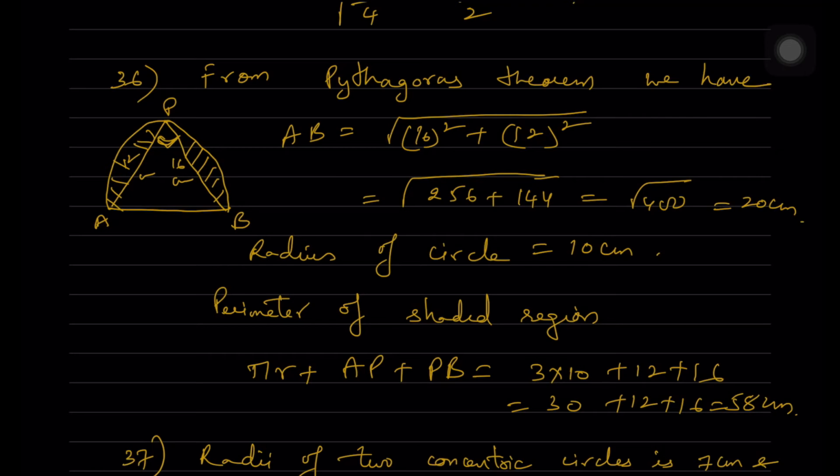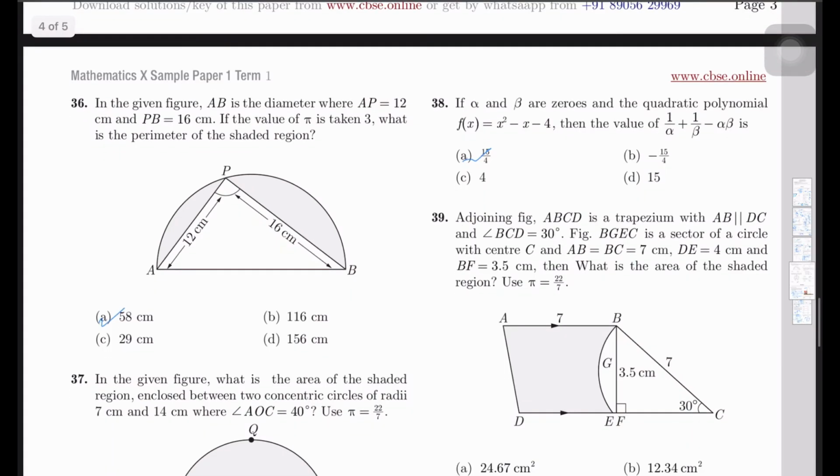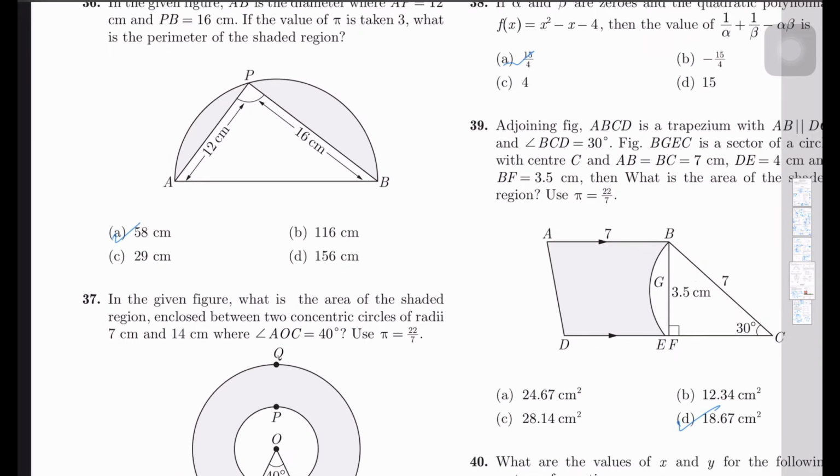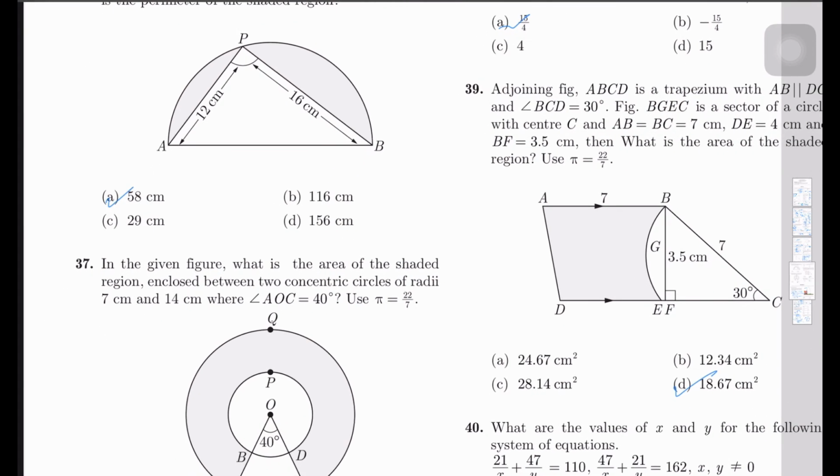So radius of the circle is equal to, now AB is nothing but the diameter, so the radius of the circle will be half of the diameter, that is 10 centimeters. So perimeter of the shaded region is pi r plus AP plus PB, which is equal to 30 plus 12 plus 16, which is equal to 58 centimeters.